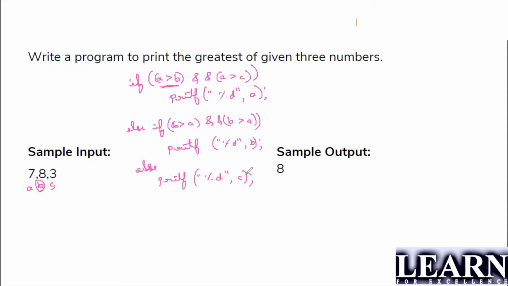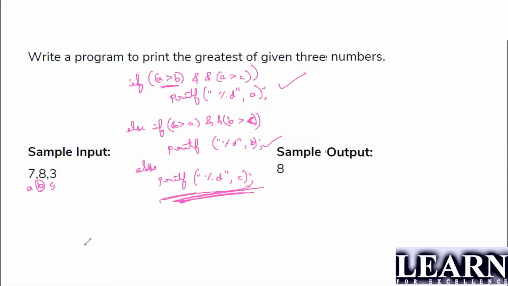Yes, guys, is it clear? First you are checking whether A is greater than B and C. If A is greater, it will print A. Next, it will check whether B is greater than A and C. If it is, then it will print B. And at last, if neither A nor B is greater, it will go to C and print that C is greater.